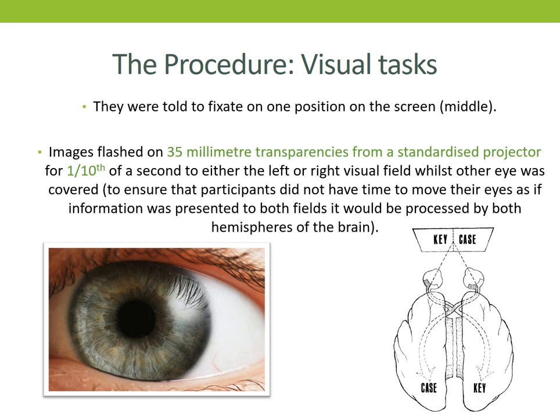So it's 35mm transparency from a standardized projector for 1/10 of a second to either the left or right visual field, while the other eye is covered to ensure that participants did not have time to move their eyes, as if information was presented to both visual fields, it would end up being processed by both hemispheres. So that's why it's flashed so quickly, and why if we're only presenting one piece of information to one hemisphere at one time, we also use the eye patch. So that's how we do the visual tasks.